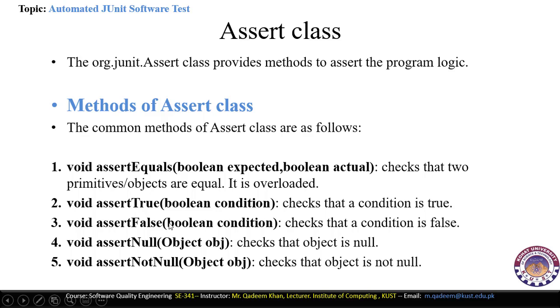Then void assertNull(Object obj). It checks that the object is null. If the object is null, that means the object is empty or not available, then assertNull(Object obj) will pass. Then we have void assertNotNull(Object obj). It checks that the object is not null. Here it will check that the object should not be null.